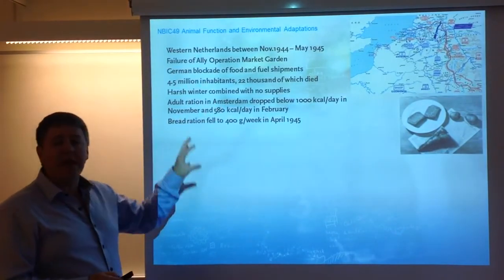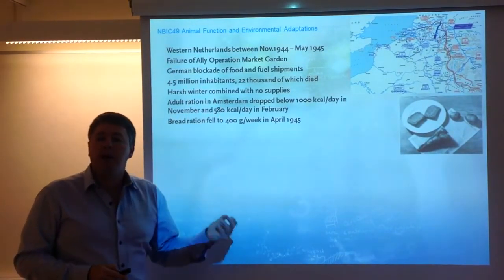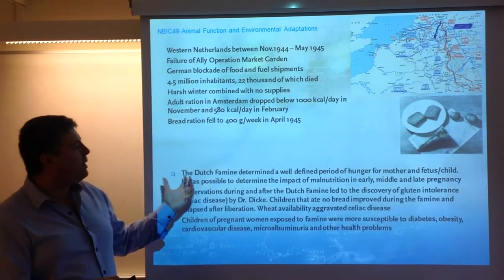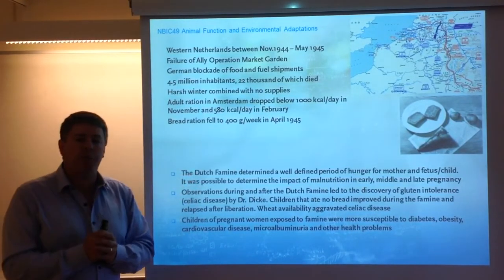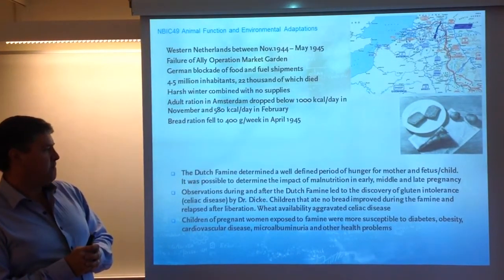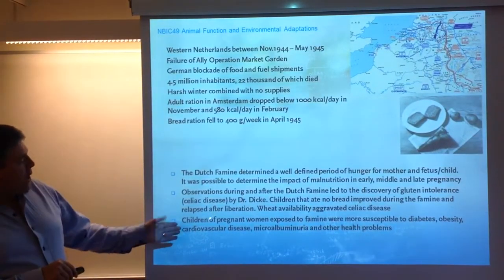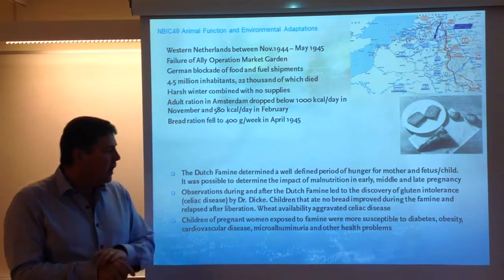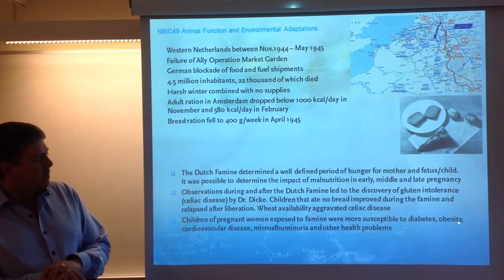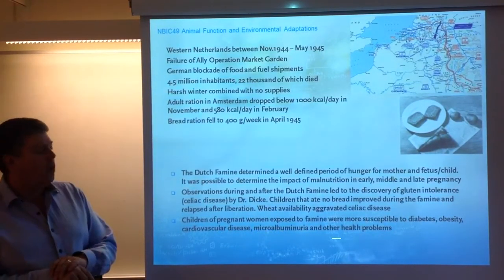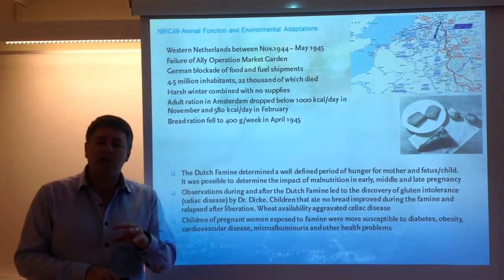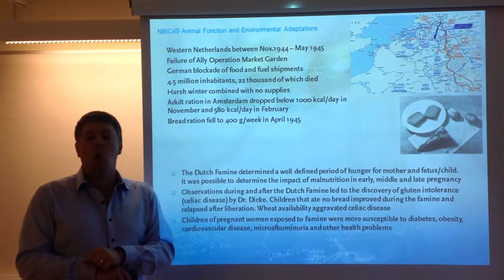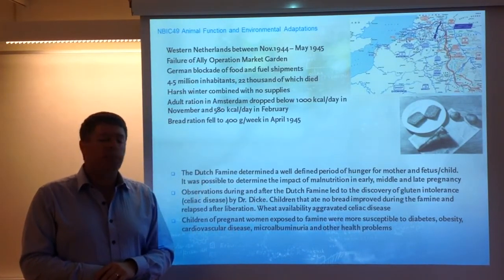As a result of this, we have learned some similar processes to what was learned from David Barker's study. Similar consequences associated with malnourishment, with malnutrition during pregnancy. In this case, it's been discovered that children of pregnant women exposed to the hunger were more susceptible to diabetes, more susceptible to obesity, cardiovascular diseases, and other health problems. So the same observations have been seen in the Hertfordshire cohort, in the Dutch famine cohort, in the Helsinki cohort, and many other studies that are taking place at the moment.